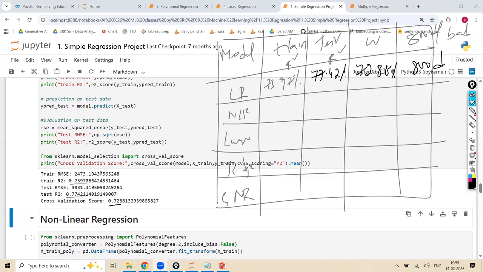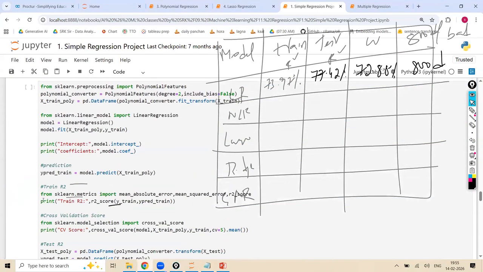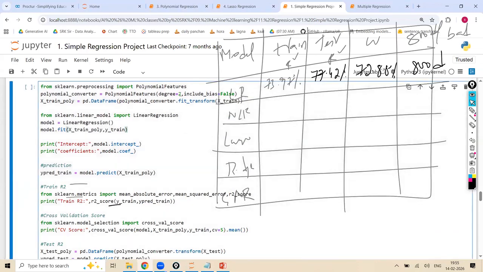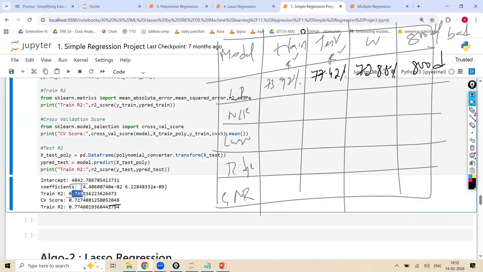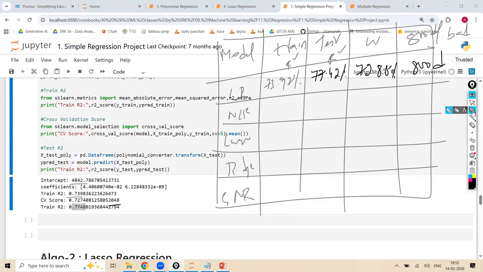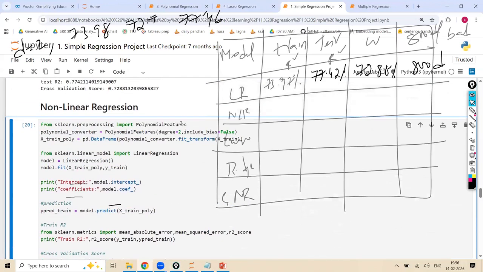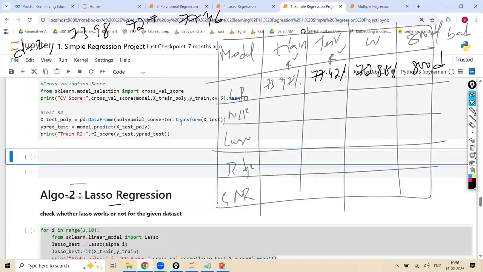Now, come to the non-linear regression. Within the non-linear regression, first we are going to try the degree of 2. Only degree of 2. For degree of 2, what is the answer? 73.98, 72, 77.46. This we should not write in this table. Separately, we have to write clearly with degree equal to 2: 73.98, CV score 72.7, and the test is 77.46. Separately, we have to write like this. Why, sir? Because now I am going to change the degree to 3.